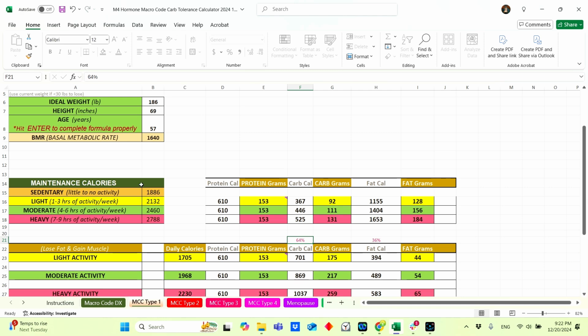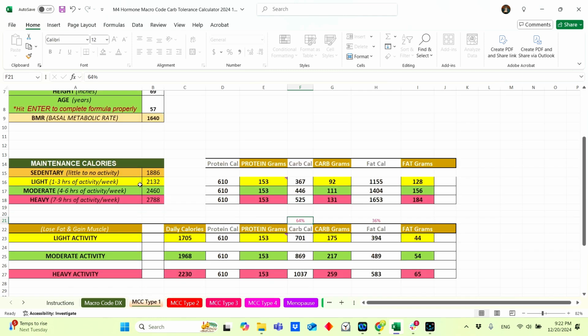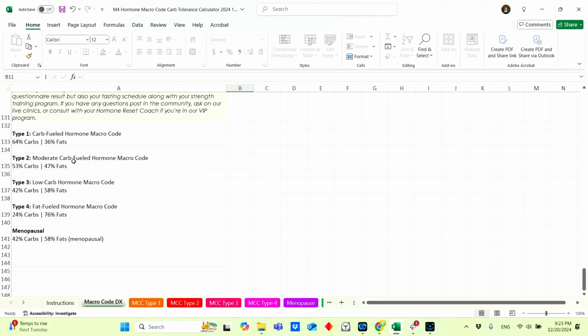Well, what if you don't want maintenance? What if your goal is to lose fat and gain muscle? Then you drop down here and you choose your activity level. And again, 153 grams of protein, 217 grams of carbs, and 54 grams of fat. That's for type 1. Notice on the macro code diagnostic at the bottom, it has all of the types.